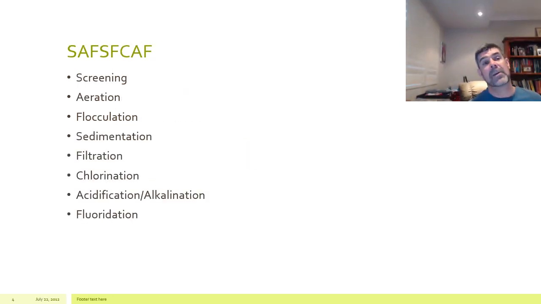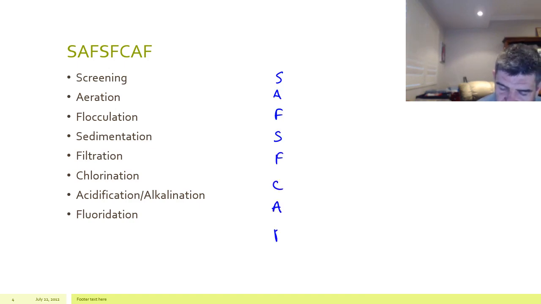So this is a lot of processes, and perhaps one of the ways of trying to help you remember this is with this little acronym SAFSFCAF. SAFSFCAF identifies the key processes that are part of the water purification process. So if you write down SAFSFCAF and then see if you can remember which of these processes are being used in order to work through our process of water purification.